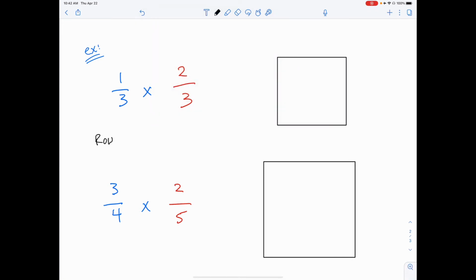So 1/3 is the rows and 2/3 is the columns. Now how do we draw that? So with 1/3, what you do is you want to break it into 3 equal rows. So what we can do here is just try your best, but in order to create 3 rows, you need to draw in 2 lines to separate out your graph.